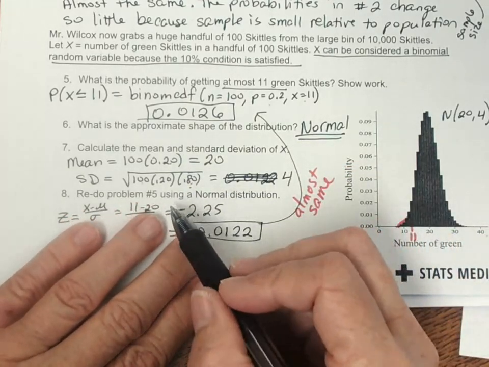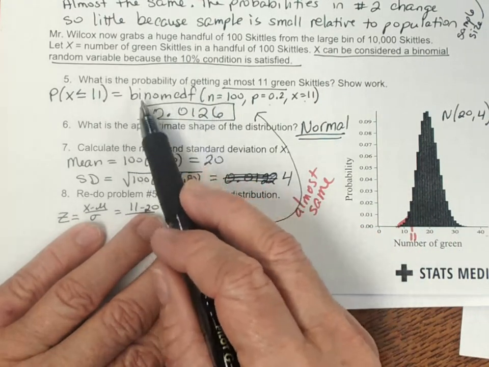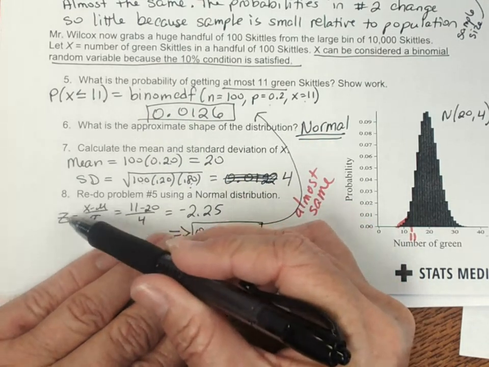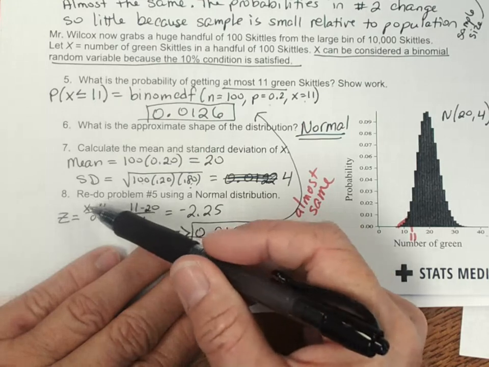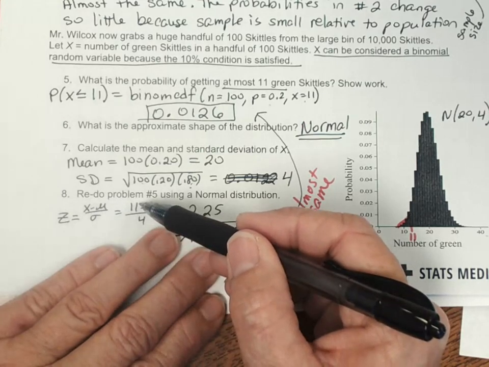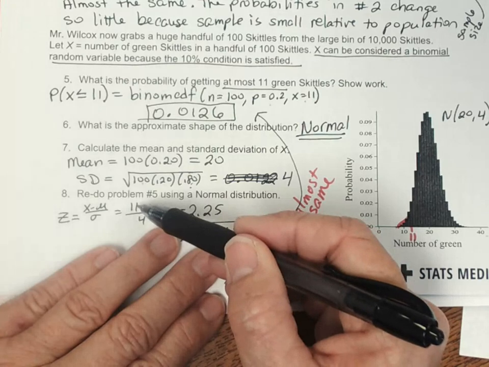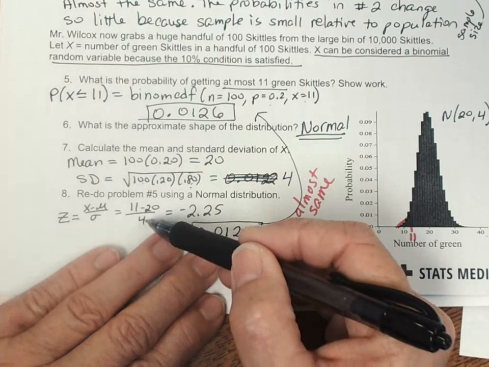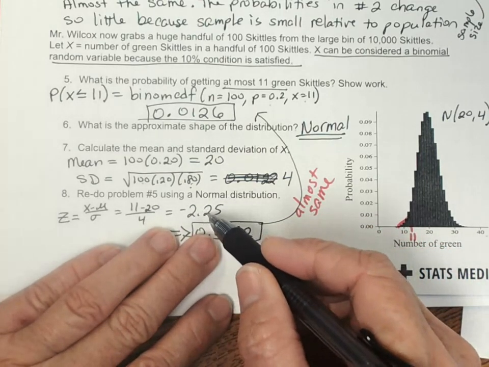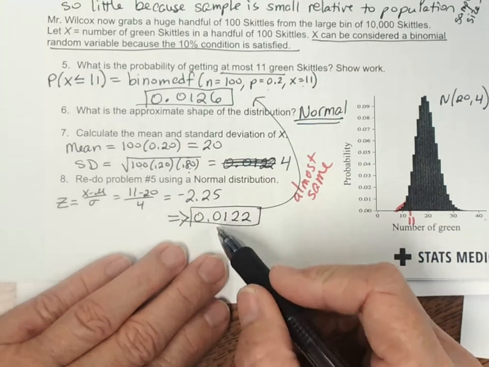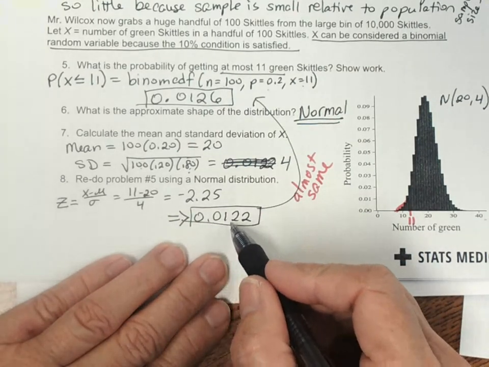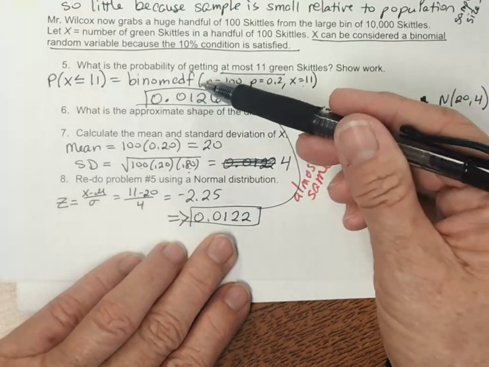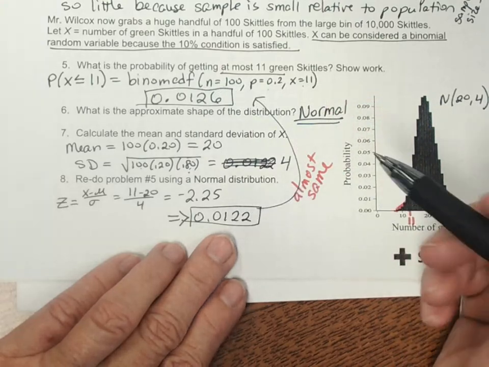So now if I were going to redo problem 5, finding this probability, treating it like a normal distribution, I'm going to be calculating my z-score and finding that probability. So again, x minus mu. I want the values less than or equal to 11, and 20 is the mean, divided by the standard deviation. And I get a z-score of negative 2.25. When I go to my table, that probability is 0.0122. So again, incredibly close, whether we treated it like a binomial or as a normal distribution here. They're almost the same.